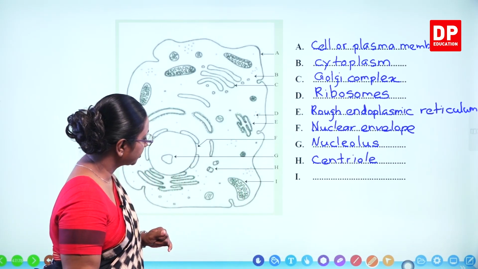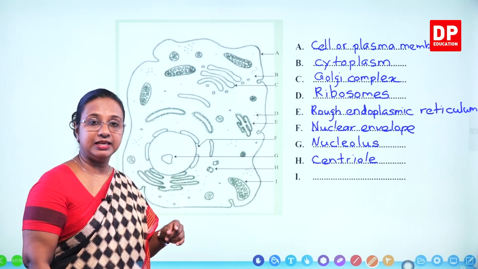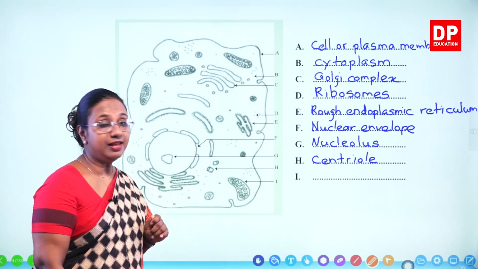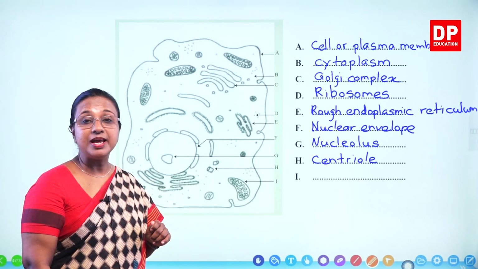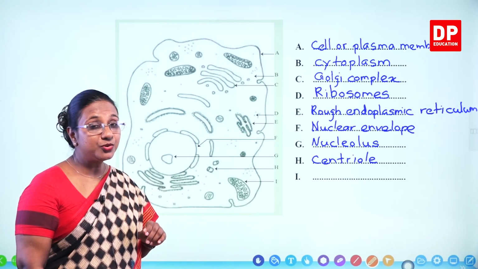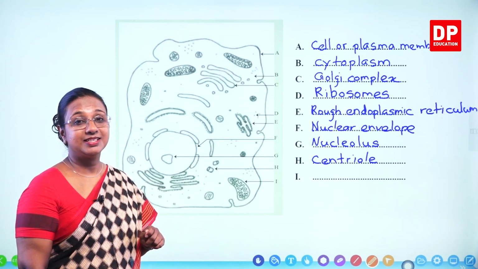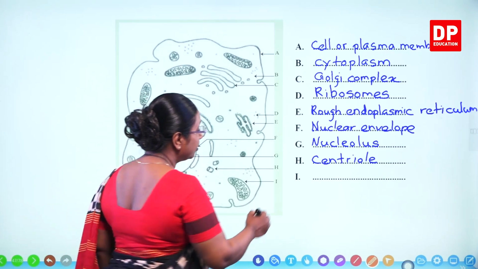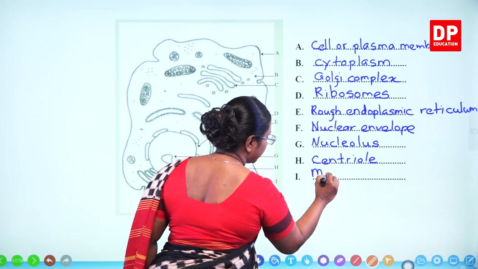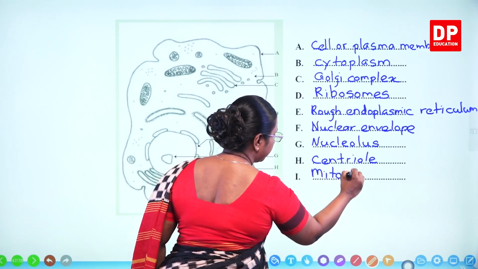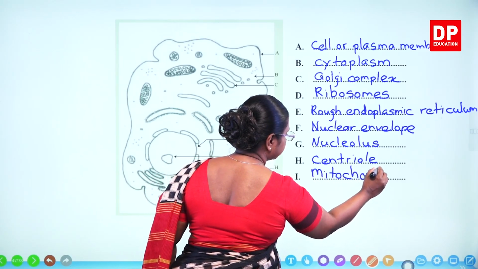And the last structure, that is I. This is an organelle that has two membranes around it and is known as the powerhouse of the cell. What is it? It's the mitochondria. So, I is mitochondria.